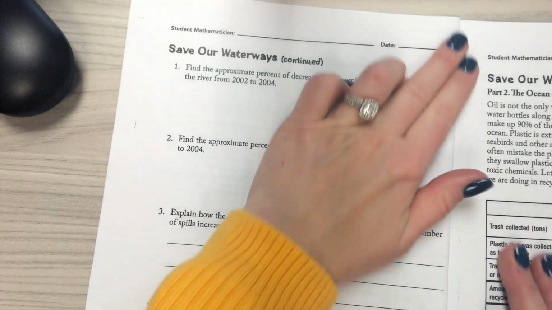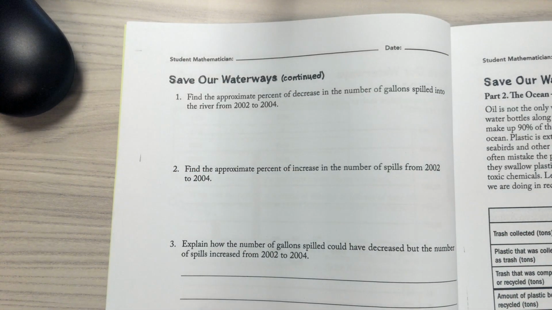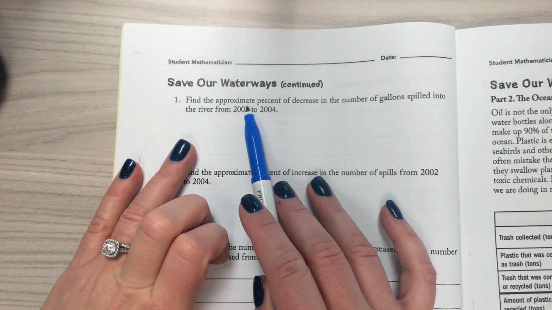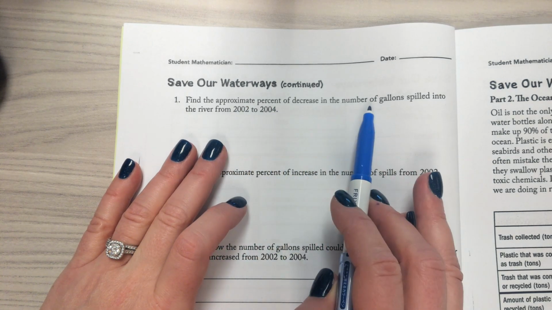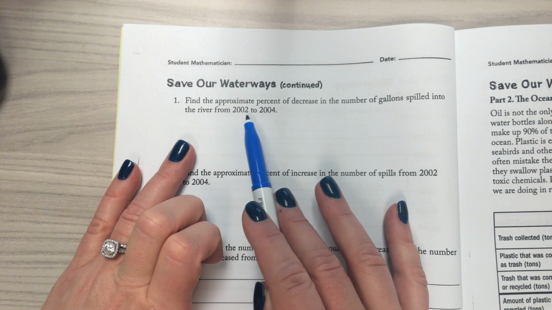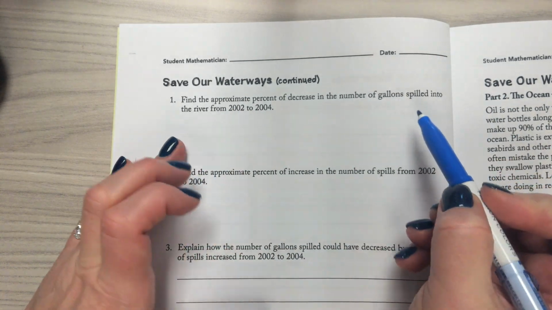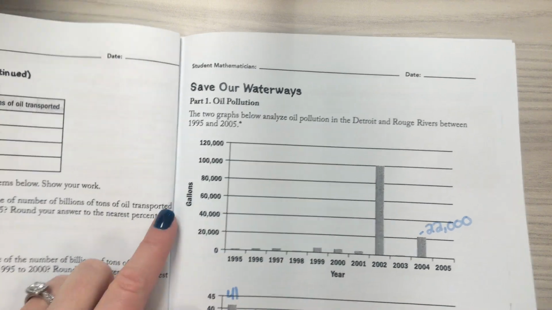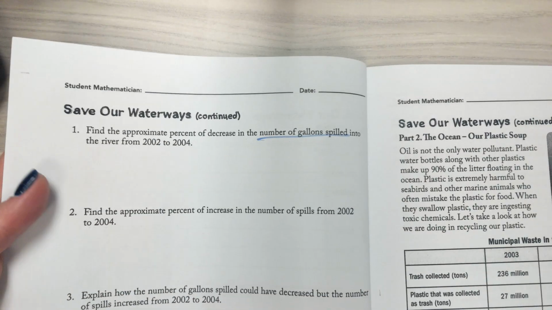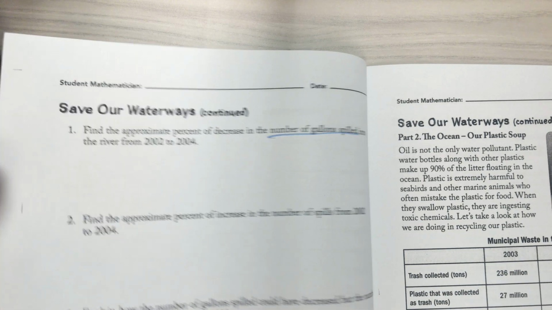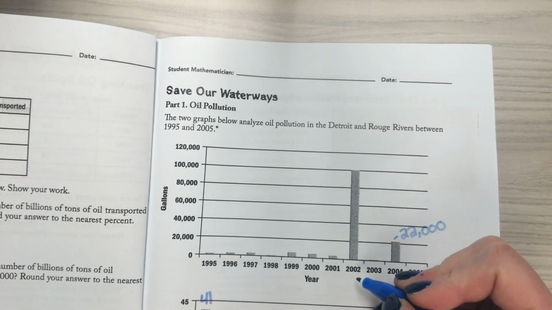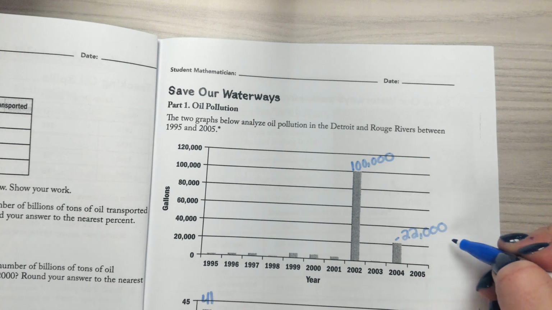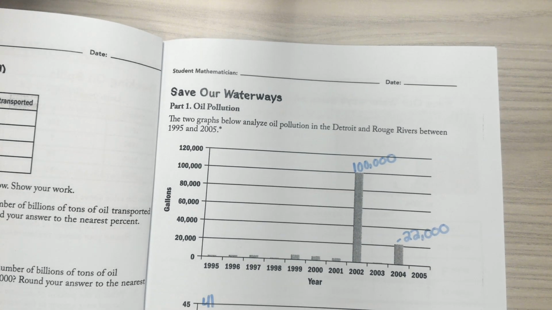So let's look at numbers 1 and 2. They're both about percent of increase or decrease, so percent of change. This first question says, find the approximate percent of decrease in the number of gallons spilled into the river from 2002 to 2004. So here we're talking about number of gallons spilled. That means we need to use the top graph, because the top graph is about gallons spilled. And then we're talking about 2002 to 2004. 2002 is 100,000, and 2004 is 22,000. Now we have our basic information.